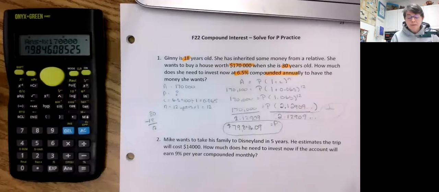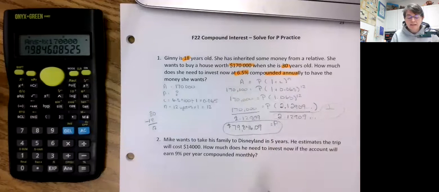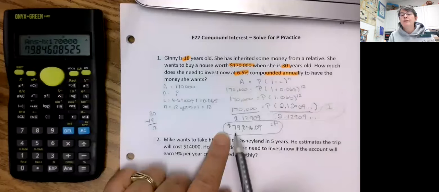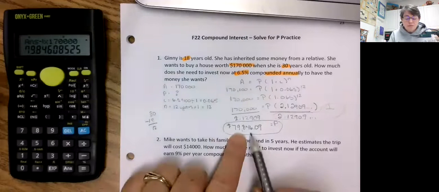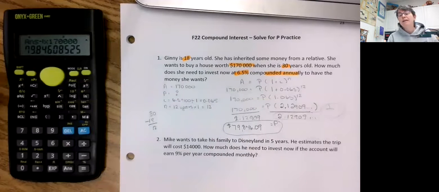Most common mistake people make is they're going to put the 170 there, and then they'll do the whole calculation, and then they'll get like 4.5 million. And they'll be like, oh, good, there's the answer. It's like, no, pay attention. This is what she has to invest now. You're not going to invest like $4 million now and end up with $170,000 later.